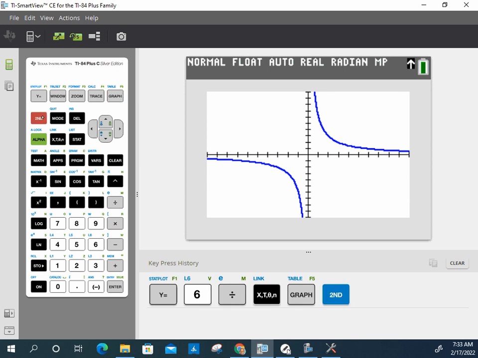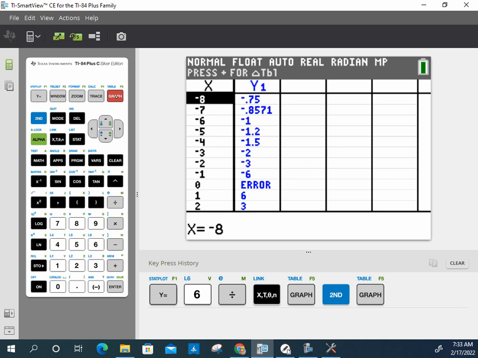Now, hit second and hit graph, and it's going to pull up the table. The first primary thing you should notice is 0 and error. The error is telling you where the vertical asymptote is located. That's the x value that does not exist. So knowing where that is is important.